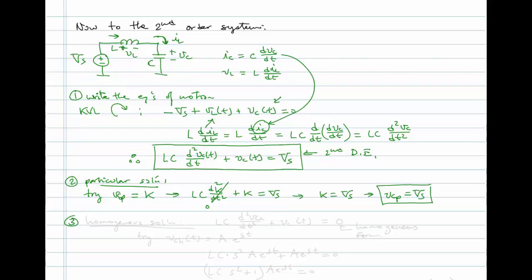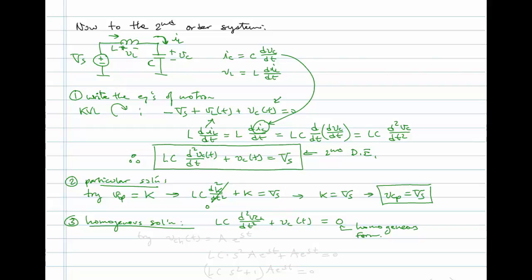Third, let's find the homogeneous solution. Once again, we see that what we need here is a function for Vc such that its second derivative with respect to time, scaled, plus the function itself has to equal 0. And let me write this out. I forgot to write the homogeneous. Remember, we turn off the external sources. Homogeneous form, right? We turn this off, the external forcing.